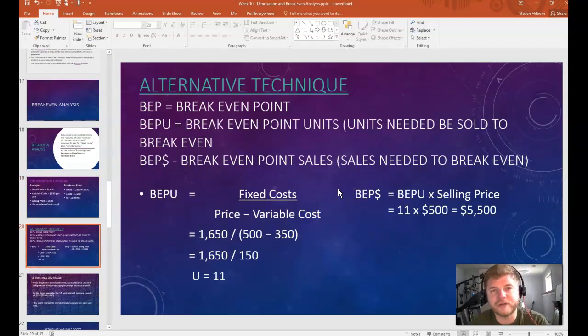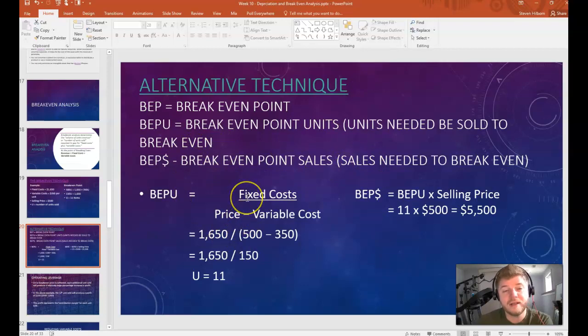There's also an alternative technique. So this is the break-even point. BEPU is the break-even point in units, so how many units need to be sold to break even, and the BEP dollar sign just shows the break-even point in sales. Sales is probably more widely used just because we sell multiple things and they're not always the same price. Whereas with units, they need to be a pretty static price, not changing, and you need to know exactly how much you make off each particular unit. Variable costs change and prices change, so sales is probably the easiest.